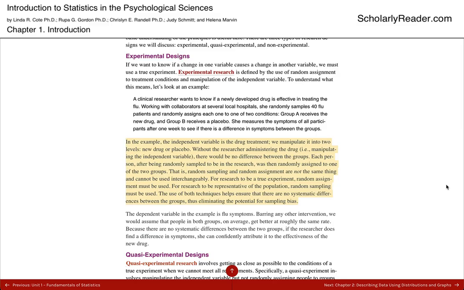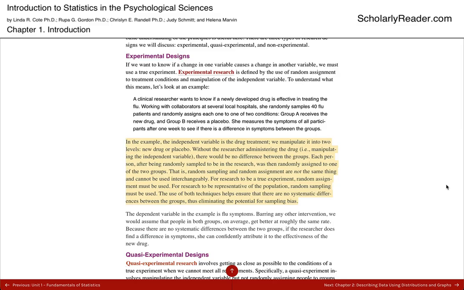Without the researcher administering the drug, i.e. manipulating the independent variable, there would be no difference between the groups. Each person, after being randomly sampled to be in the research, was then randomly assigned to one of the two groups. That is, random sampling and random assignment are not the same thing and cannot be used interchangeably. For research to be a true experiment, random assignment must be used. For research to be representative of the population, random sampling must be used.